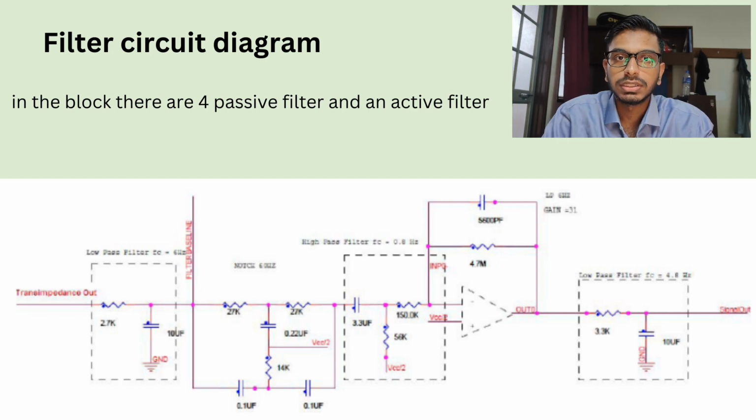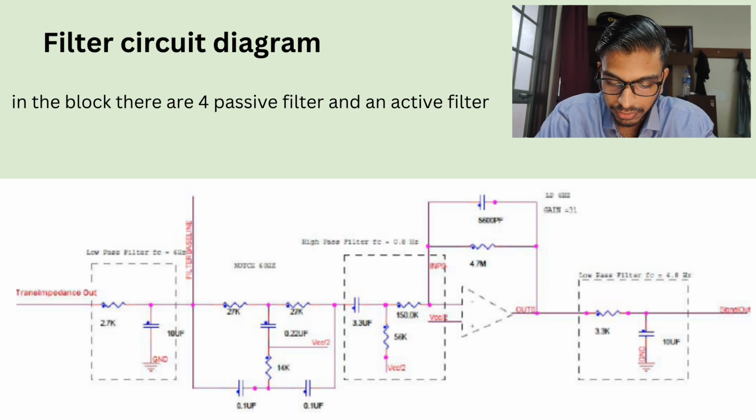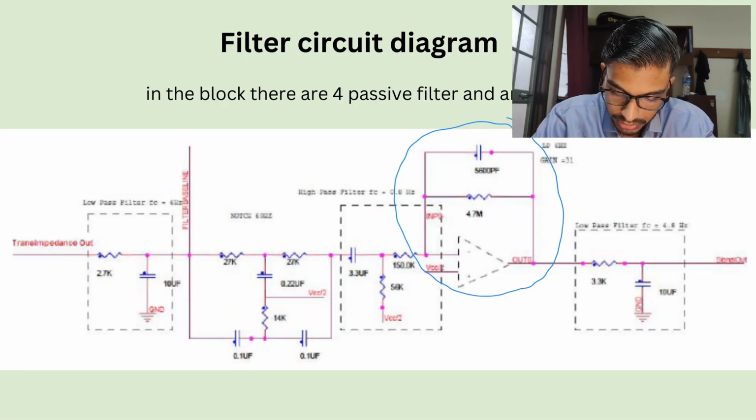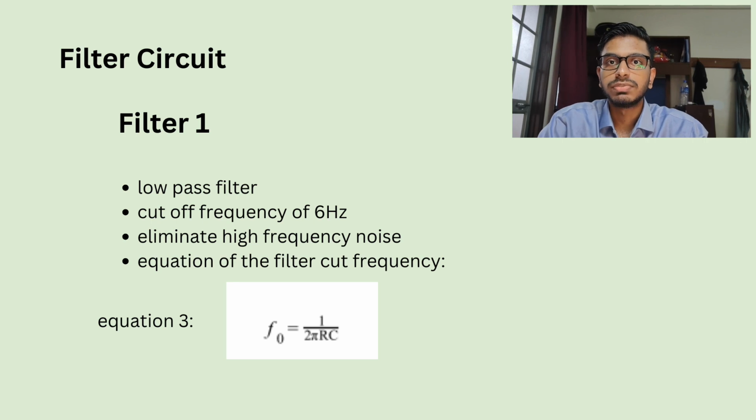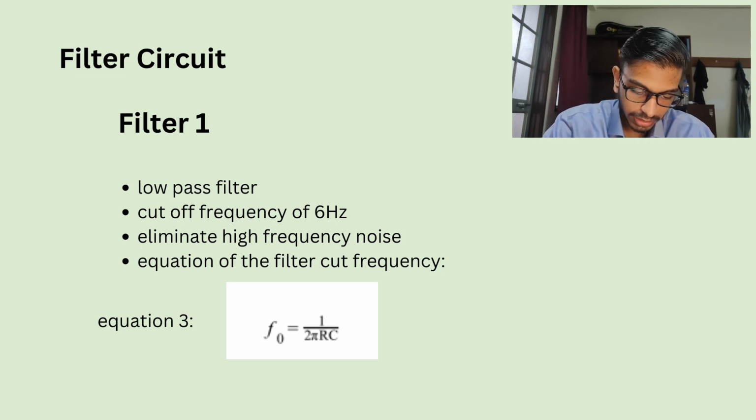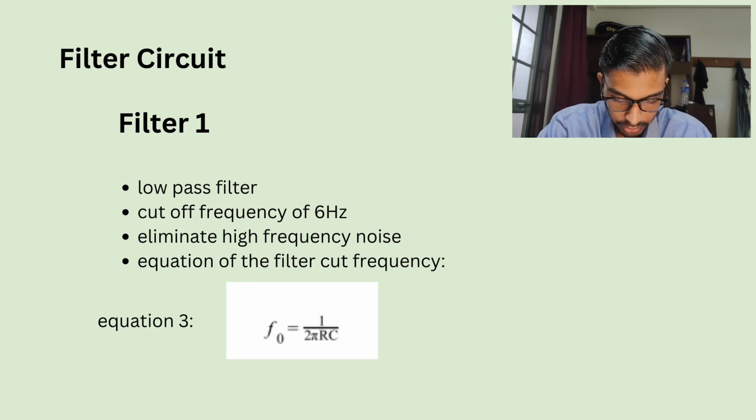Now let's look at the filter circuit diagram inside this oximeter. In this block, there are 4 passive filters and an active filter. This is the active filter. Filter 1 is a low-pass filter with a cutoff frequency of 6 Hz. Its function is to eliminate high-frequency noise. This is the equation of the filter cut frequency, F0 equals 1 over 2 pi RC.